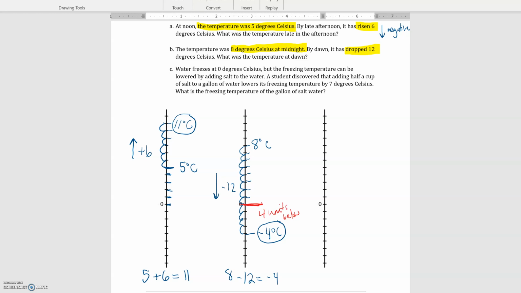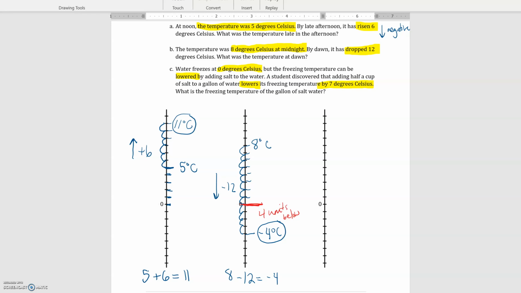Water freezes at 0 degrees Celsius, but the freezing temperature can be lowered by adding salt to the water. A student discovered that adding half a cup of salt to a gallon of water lowers its freezing temperature by 7 degrees Celsius. What is the freezing temperature of a gallon of salt water?